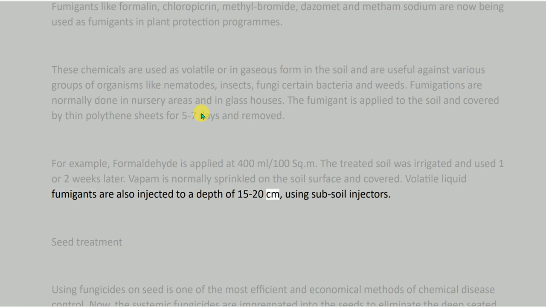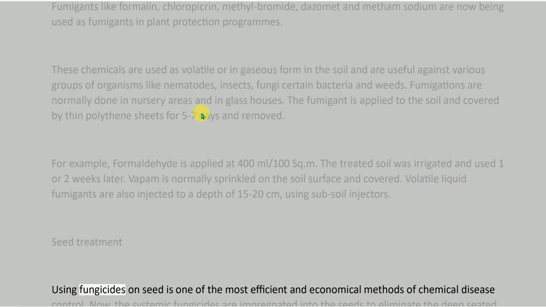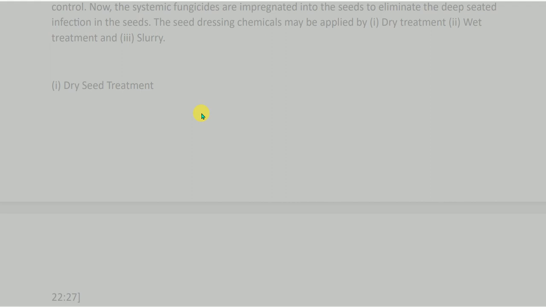Seed treatment. Using fungicides on seed is one of the most efficient and economical methods of chemical disease control. Now, systemic fungicides are impregnated into the seeds to eliminate deep-seated infection in the seeds. The seed dressing chemicals may be applied by 1. Dry treatment, 2. Wet treatment and 3. Slurry. 1. Dry seed treatment.